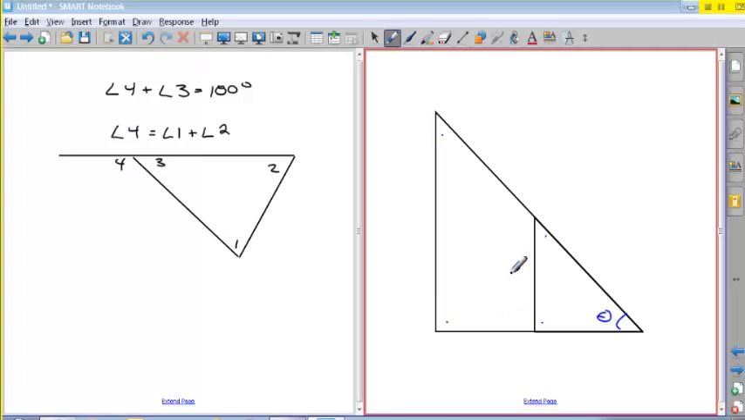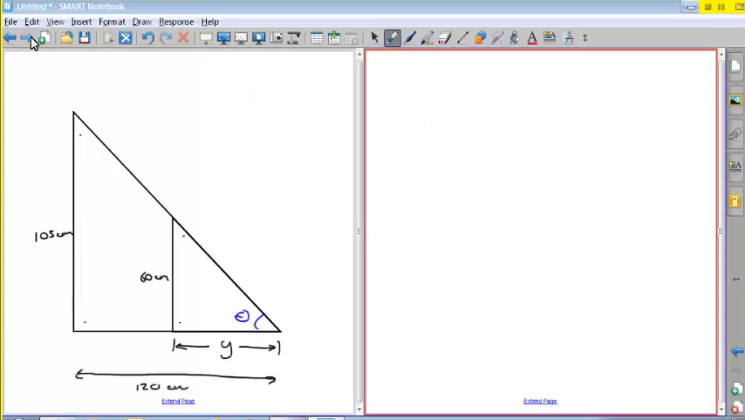So let's say I give you this. Let's pick another one. Let's say this is y. This length along here is y. And this whole distance here is 120 centimeters. Let's say this one is 60 centimeters, and this one is 105 centimeters. So how do you figure out what this unknown length side is?